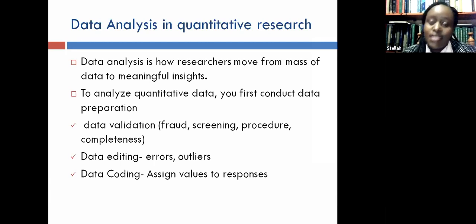You need to find out the screening. Were the people who were expected to be interviewed the ones who were interviewed? You want to find out the completeness, whether your research instruments were filled to completeness. Once you validate your data, then you need to do some editing, whereby you look out for possible errors.